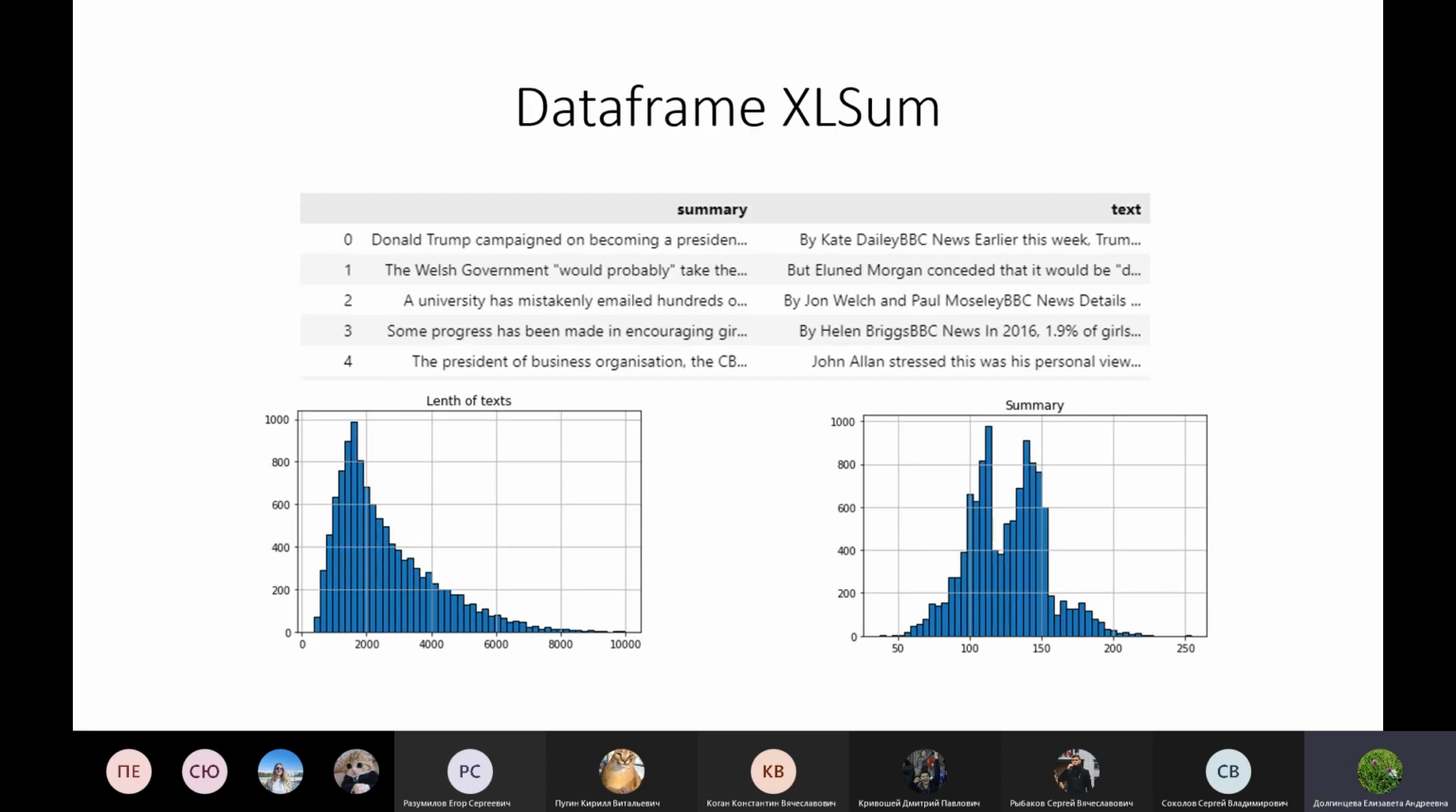As for data, I used a dataset with news available on the internet named ExcelSum that consists of already written summaries and the texts of news. You can see on the slide a histogram of text and summary length. The mean length of the text is about 2600 symbols. And as for summaries, it is 125 symbols.